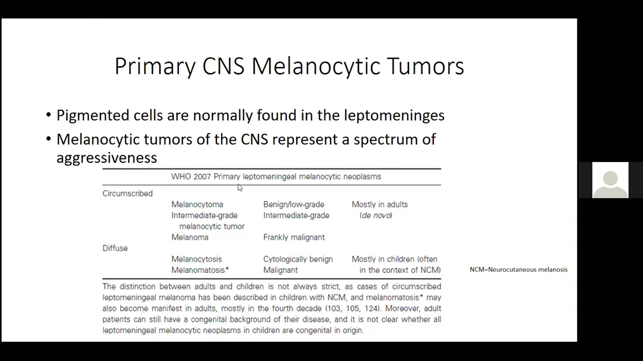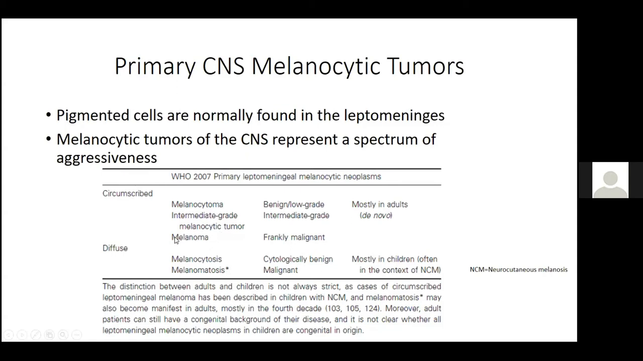And then how you further name them is based on the aggressiveness. So melanocytoma is a benign or low grade circumscribed lesion. There's an intermediate grade melanocytic tumor, which is in between melanocytoma and melanoma, and then melanoma is the most aggressive. So if there's features of both melanoma and melanocytoma and you can't make a firm distinction between the 2, then that's an intermediate grade melanocytic tumor.